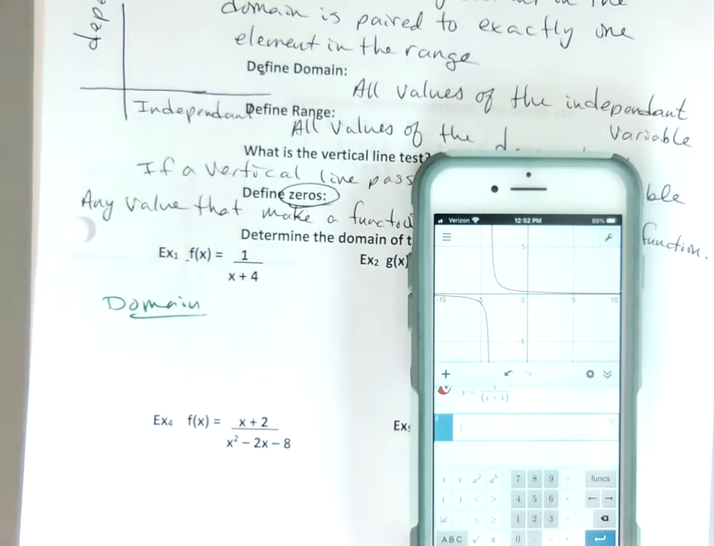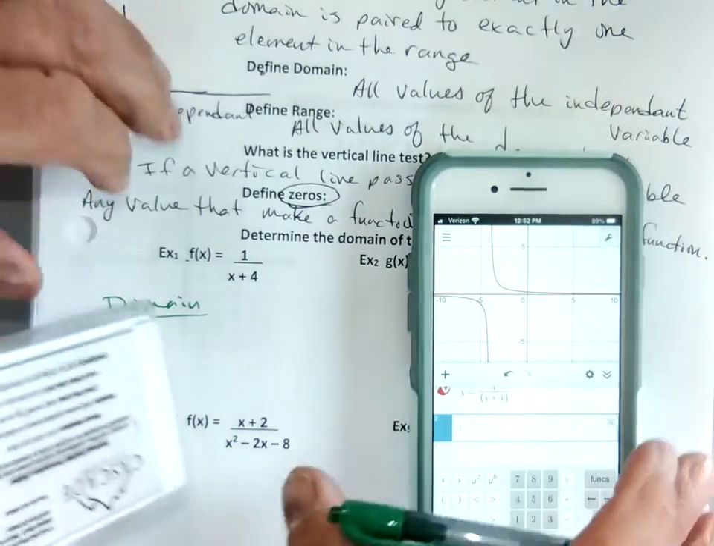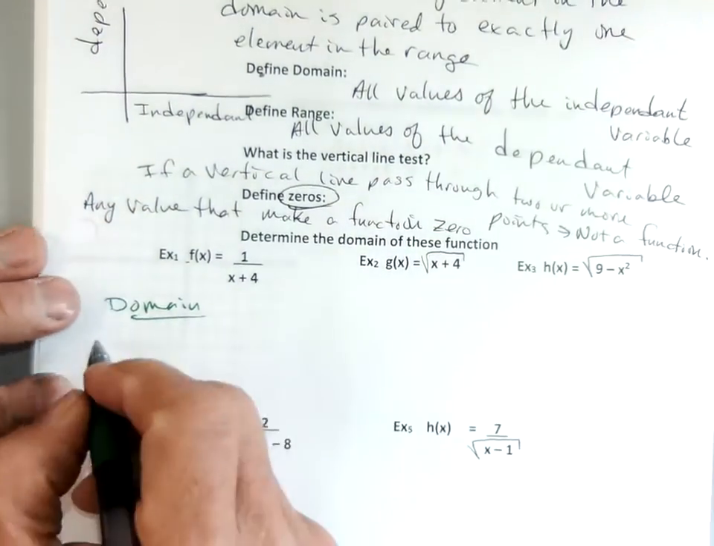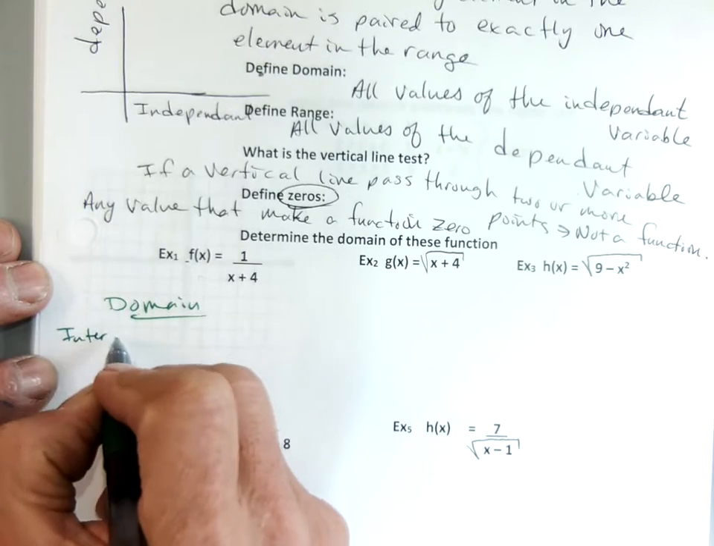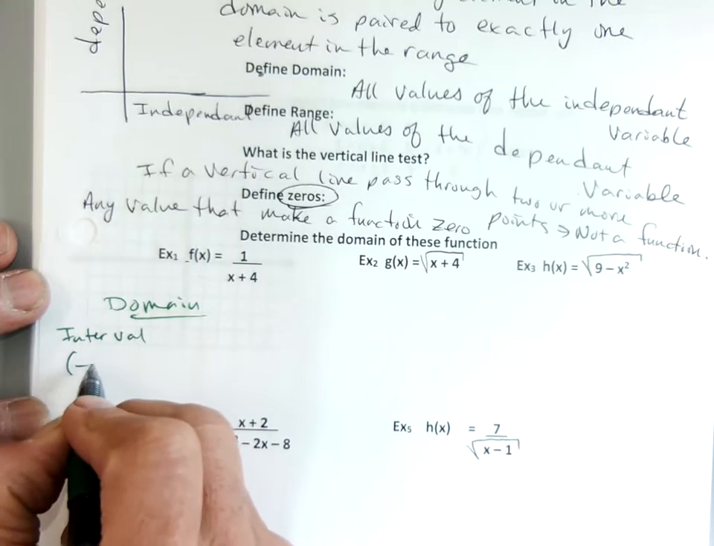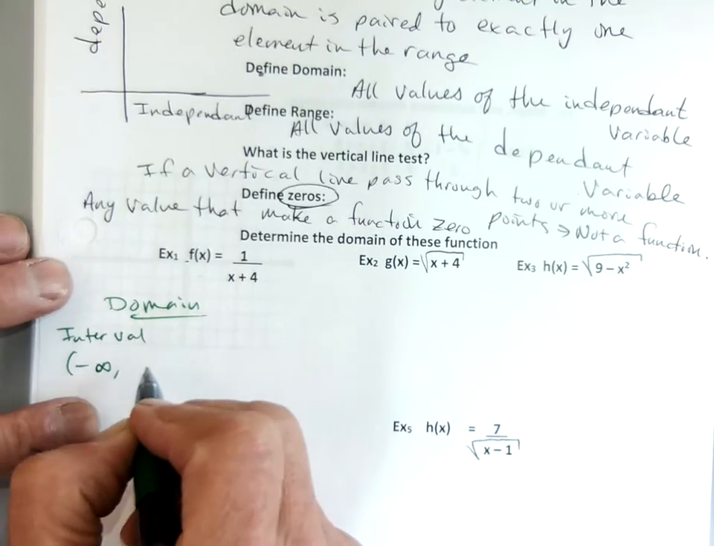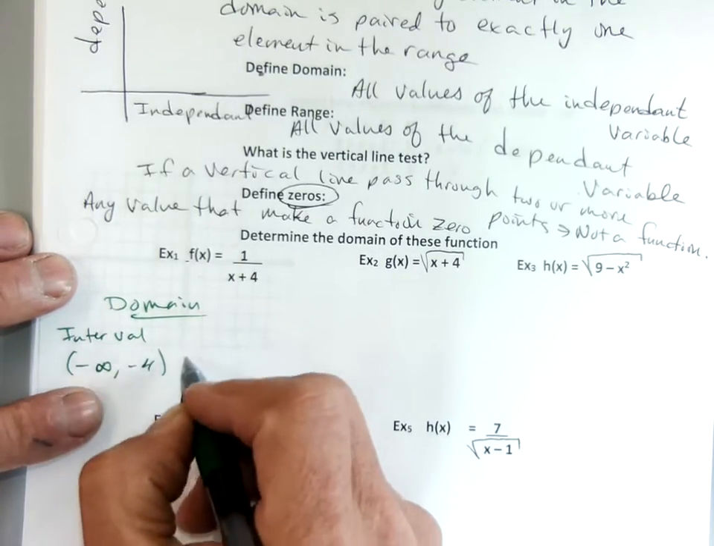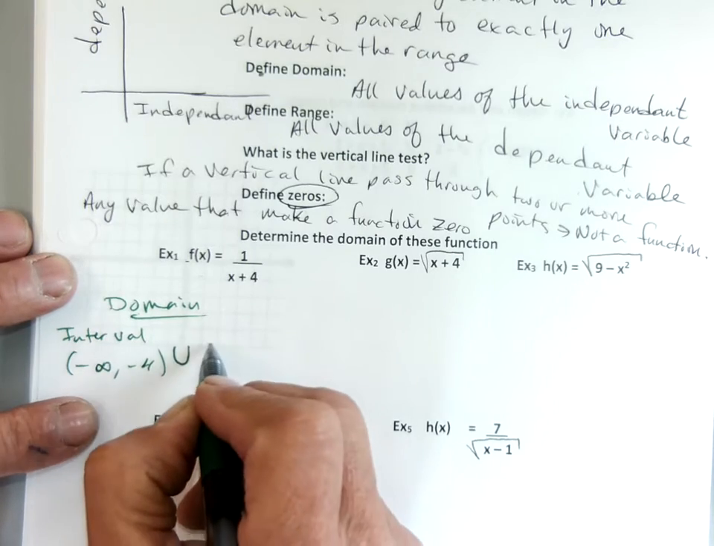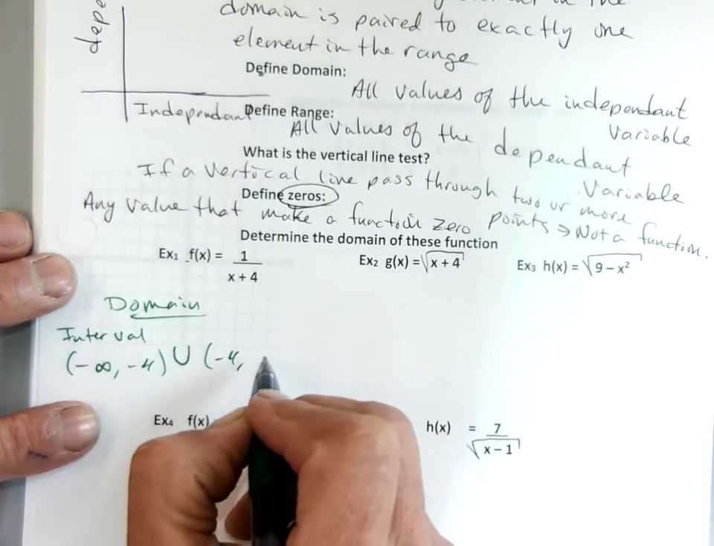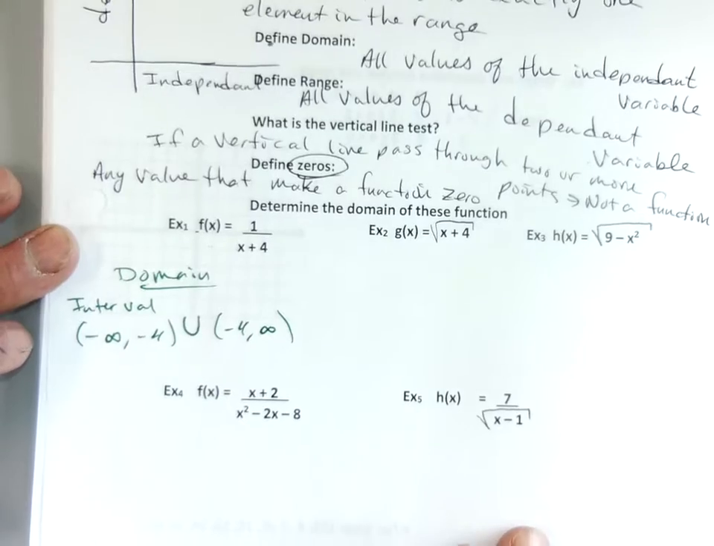So here is one answer I just heard. I heard in set notation, or interval notation, I heard negative infinity, comma, -4, and we'll say union, -4, comma, infinity. That's kind of what you said, Kai, and that was really good.